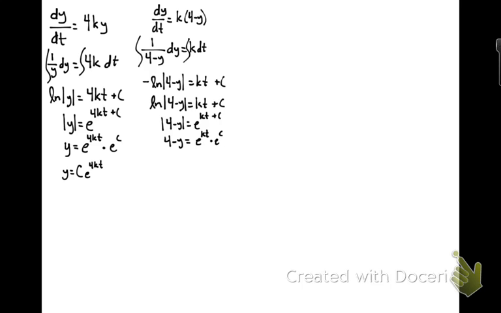E to the c is just some constant, so we'll have 4 minus y equals c e to the kt. And if I add y to both sides and subtract c e to the kt from both sides, we'll end up with 4 minus c e to the kt equals y. And the sign of c will take care of itself. It may end up being positive, it may end up being negative. It'll work itself out. We've solved this. Notice again we're just using separation of variables.